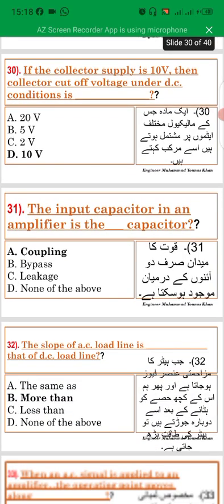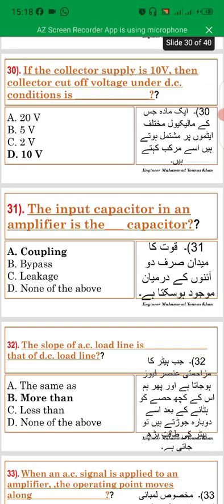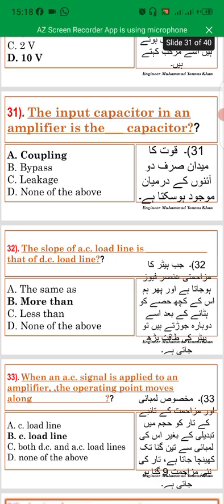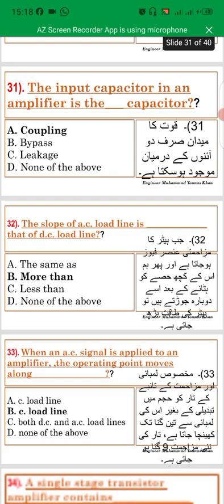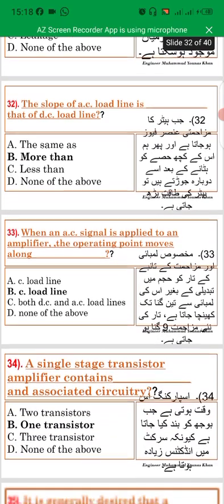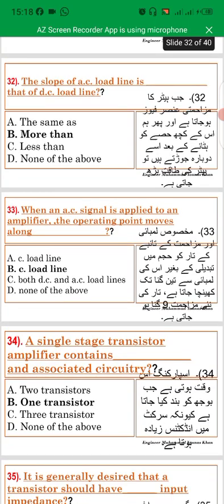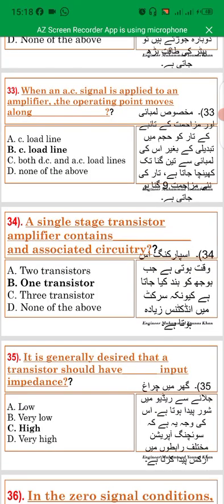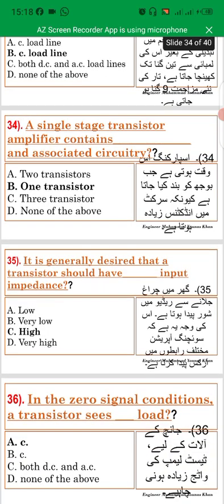If the collector supply is 10 volt, then the collector output voltage under DC condition is 10 volt. The input capacitor in an amplifier is the coupling capacitor. The slope of the AC load line is more than that of the DC load line. When an AC signal is applied to an amplifier, the operating point moves along the AC load line. A single stage transistor amplifier contains one transistor and associated circuitry.